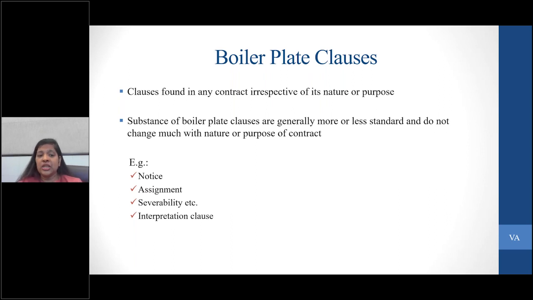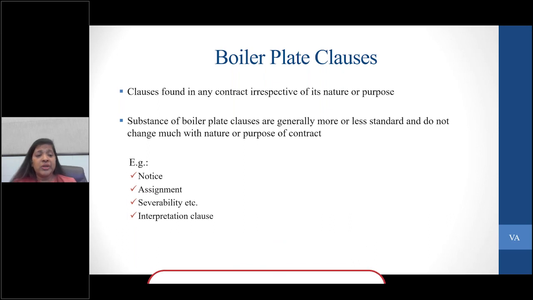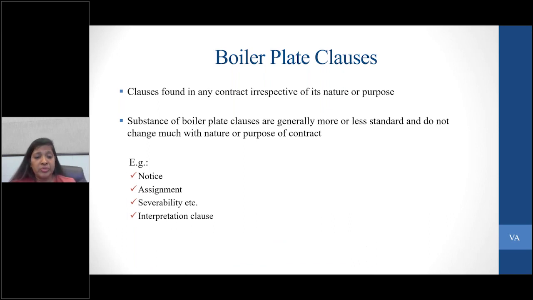used for any contract. For example, a notice clause, whether it is a sale deed, a joint venture agreement, or a business purchase agreement, any sort of agreement, the notice clause will pretty much be the same, and it will contain certain standard points like address for giving notice, details of the person to whom the notice should be given, the time period within which the notice given will be deemed as received, the method of giving notice, whether you can give only by courier or only by email or a combination.